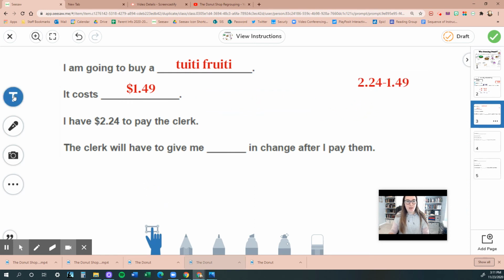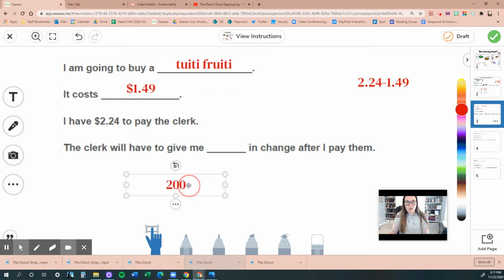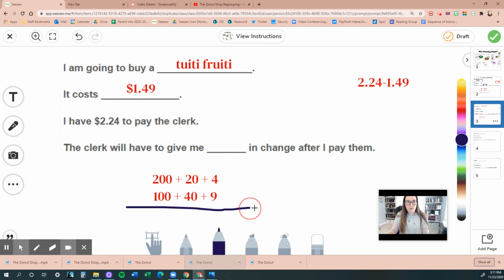Go ahead and set that up in expanded form. So I have 200 plus 20 plus 4. So 224, and then minus 149. The first one is 4 minus 9. I can't do that, so I'm going to borrow from the tens place. When I borrow a 10, bring it over, that becomes a 14. 14 minus 9 is 5.